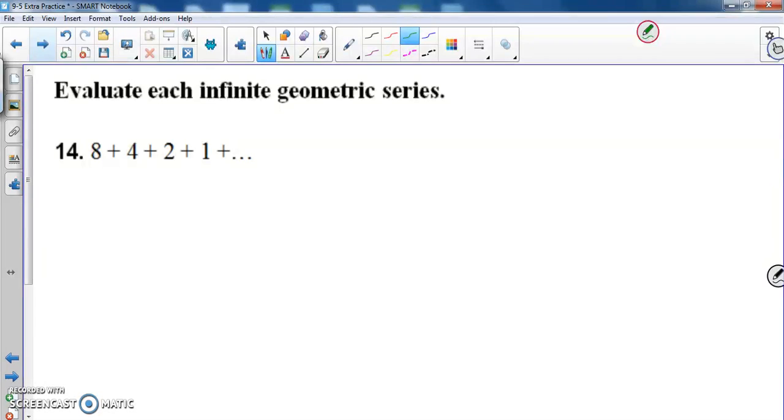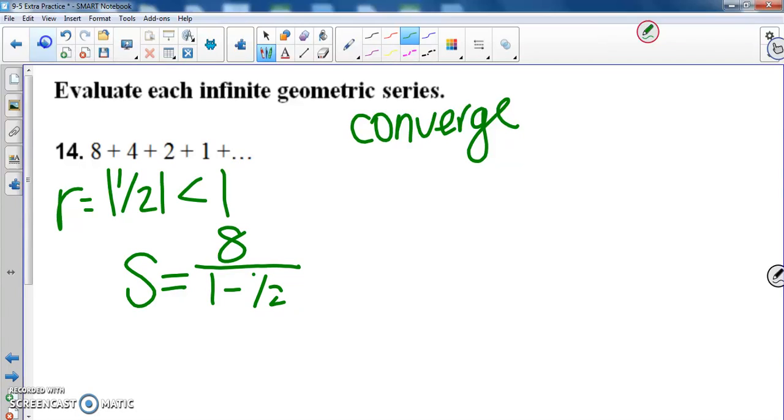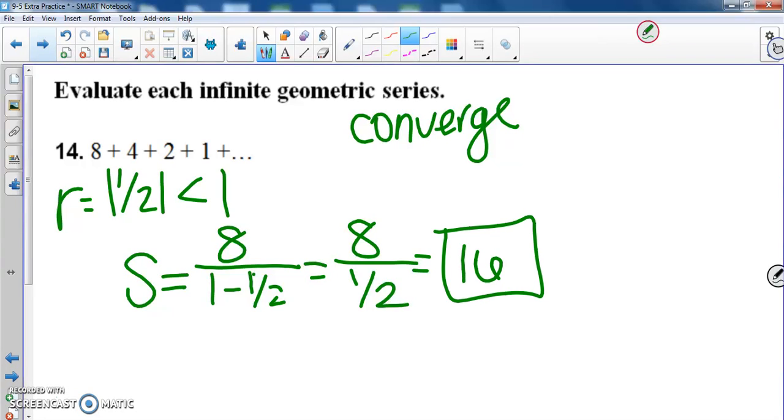Evaluating each infinite geometric series. Once again, we need to check whether or not we converge or diverge since my ratio is equal to 1/2. I am converging because the absolute value is less than 1. Since the absolute value is less than 1, we can use our sum formula once again. So the sum is equal to 8 divided by 1 minus 1/2, which is equal to 8 divided by 1/2, which is equal to 16. So our sum would be 16.